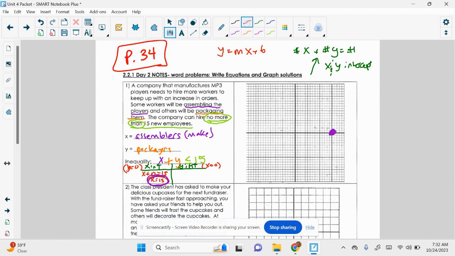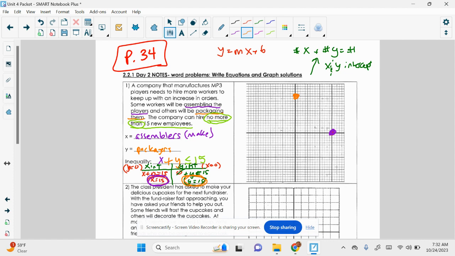All right, and then our y-intercept, we make x 0. So check this out. We're going to go 0 plus y is less than, but again, just make it equal to 15 because we're finding an intercept. So this means y equals 15. Boom. And that's the people who package. So these 15 people, again, 5, 10, 15, boom. There's our inequality. Now, we've graphed this.